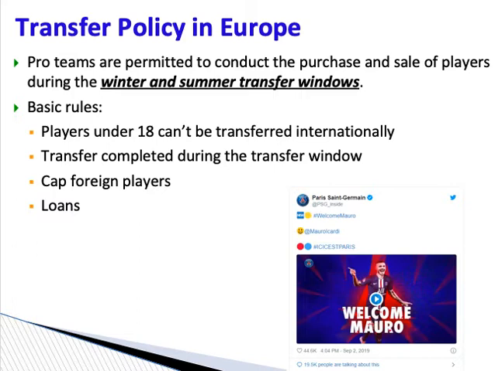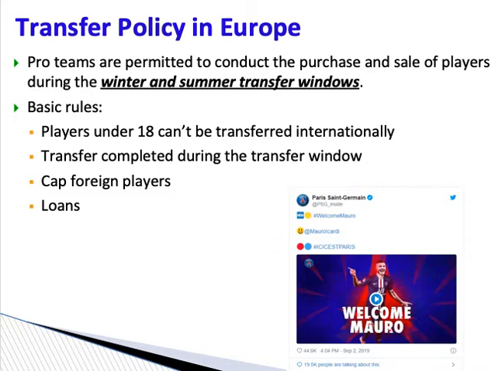So the basic rule is that if a player is under 18, you cannot transfer internationally. This means that if you are a player from the United States, a super talent at 16 or 17 years old, you cannot transfer to play in a European professional league. Some people might ask how Leo Messi could play for Barcelona when he was only 15 or 16 years old.